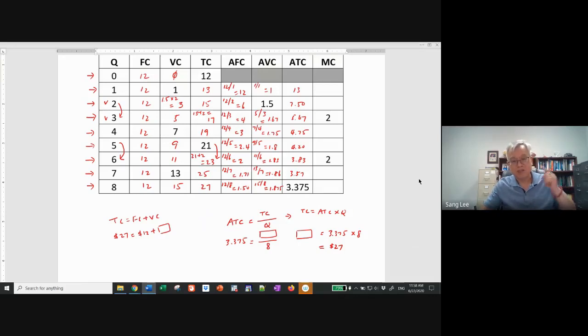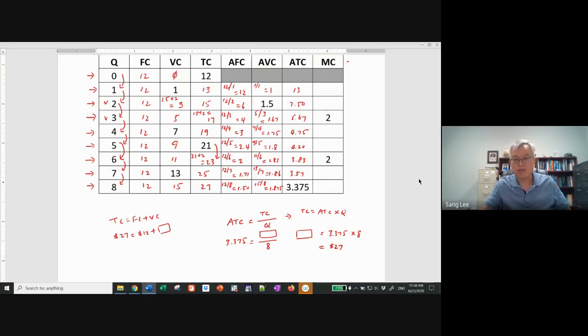Okay. Now finally, the marginal cost. Marginal cost is what? Change in total cost over change in Q. Now in this example, it's straightforward. Why? Because each time, what? Quantity increased by 1 each time. Okay. So change in Q is always equal to 1 in this particular example. So all you need to do is what? Just look at the total cost.